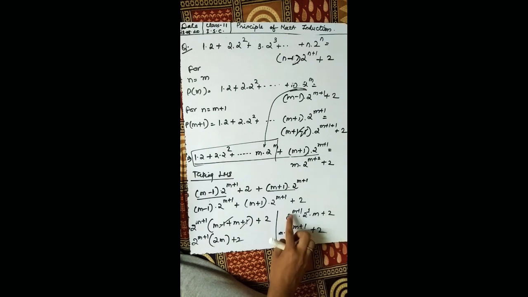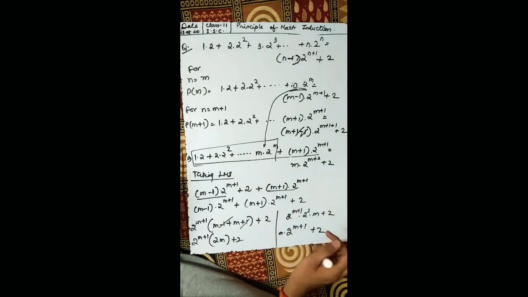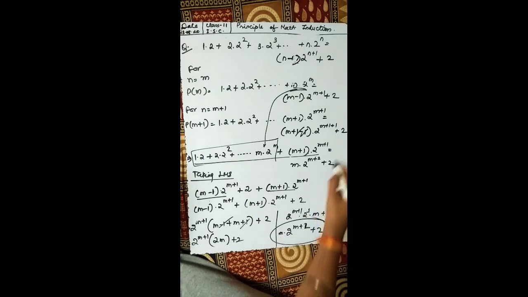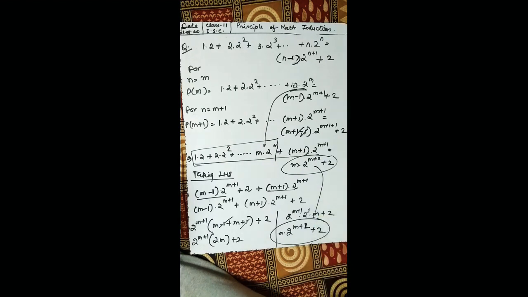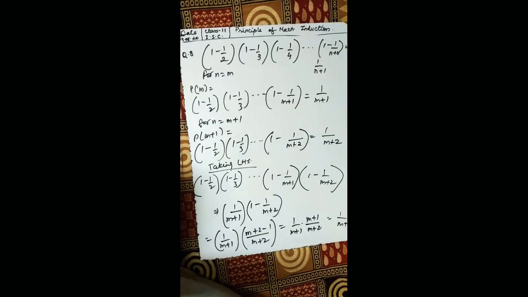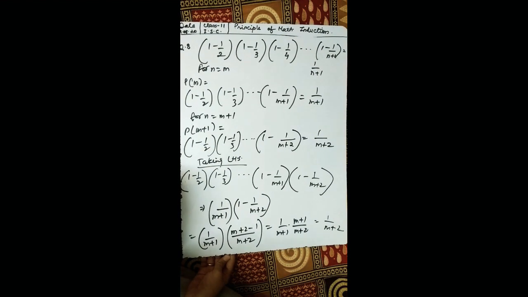This a to the power m into a to the power n is a to the power m plus n, and that is the law of indices. Okay, so 2 to the power m plus 2, and this m here plus 2. See this and this, they are proved. So hence proved.